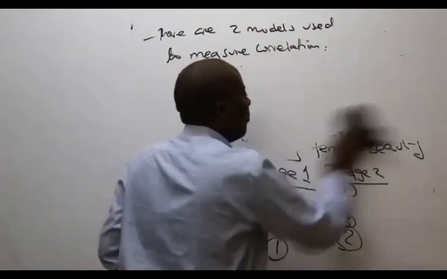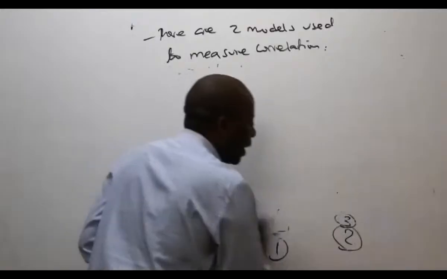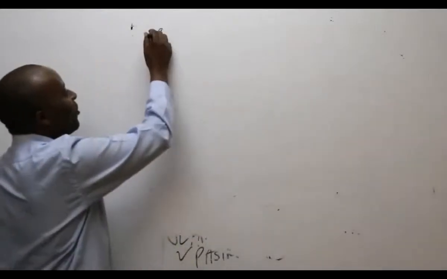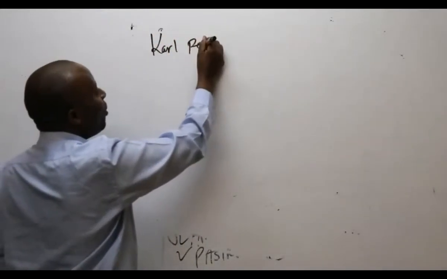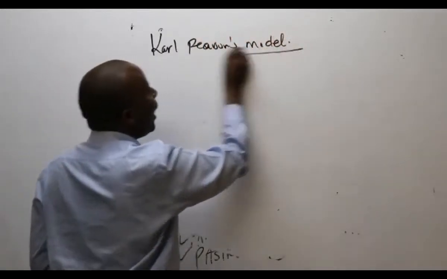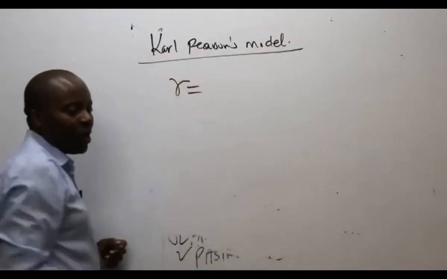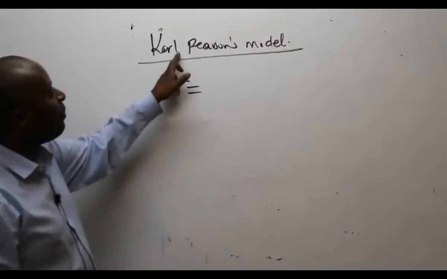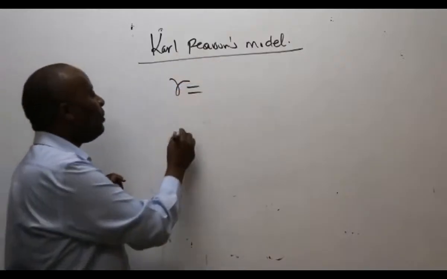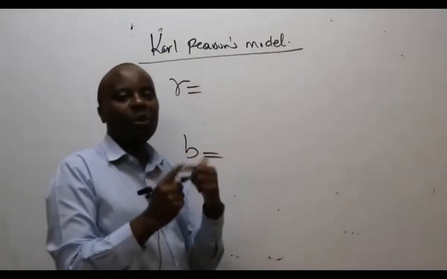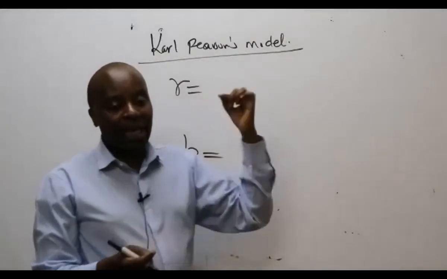So for Karl Pearson's model, ladies and gentlemen, I need to know the formula of getting R. Anytime they mention Karl Pearson's model R, first of all I'll be forced to remember the formula of getting B, because there is quite a big relationship between B and R. And B is something I will never forget.